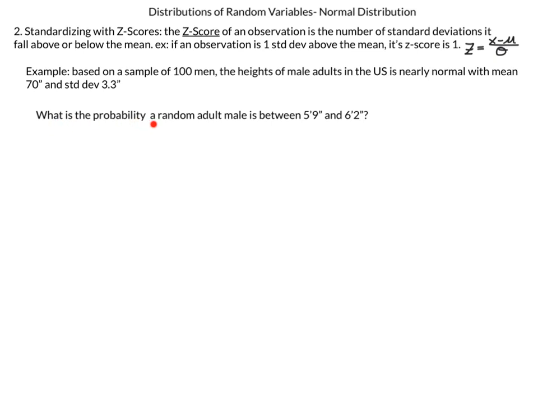So what is the probability a random adult male is between 5'9" and 6'2"? The first thing we're going to do is convert 5'9" and 6'2" into inches. So 5 feet is 60 plus 9 is 69 inches. 6 feet is 72 plus 2 is 74 inches. We'll start by working with the 5'9", or the 69 inches.